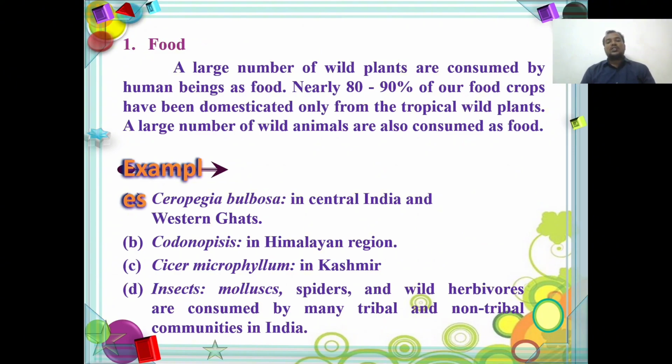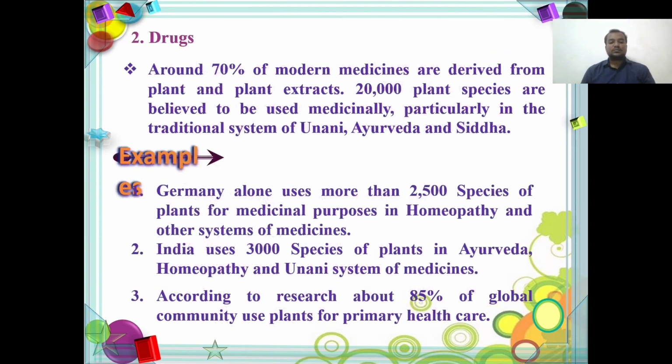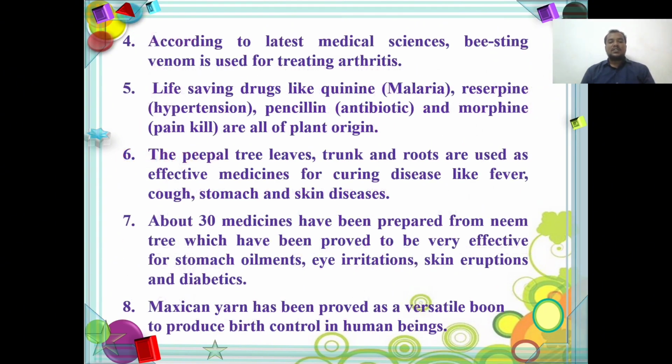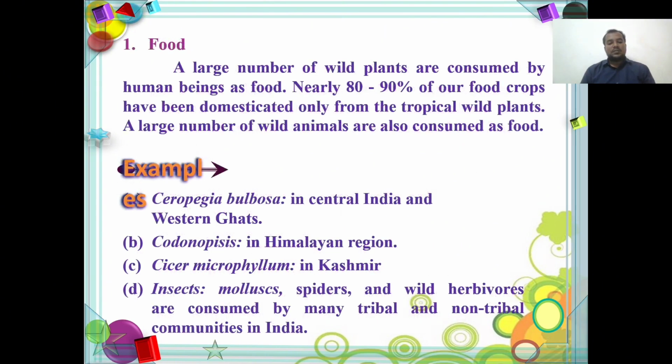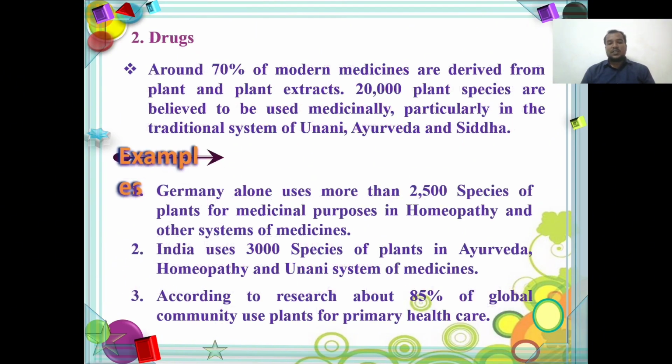More than 90% of food crops have been domesticated only from tropical wild plants. A large number of wild animals are also consumed as food. Some examples are given in this slide. Cissus, Codonopsis, and Ceropegia pulposa, and some insects are examples of food.